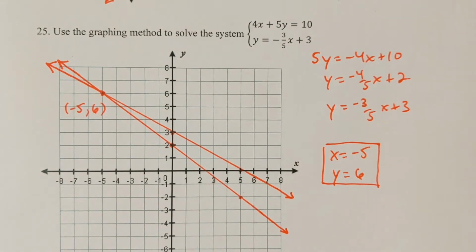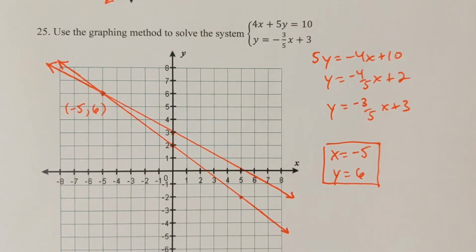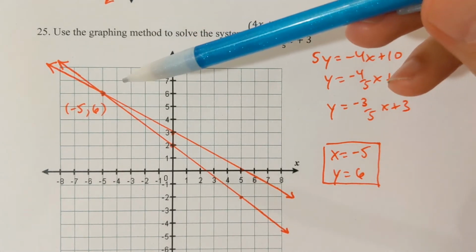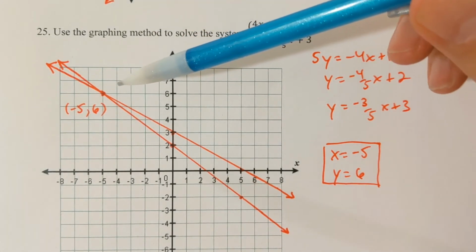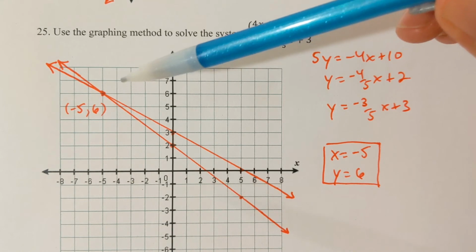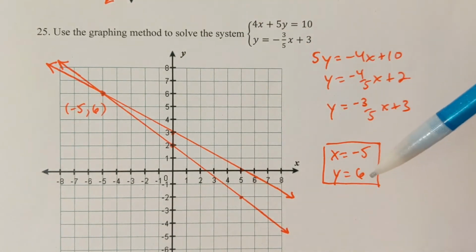Now my answer is going to be where the lines intersect, and we can see from our picture here that those lines intersect at the point (negative 5, 6). So I think that x is negative 5 and y is 6 would be the solution.